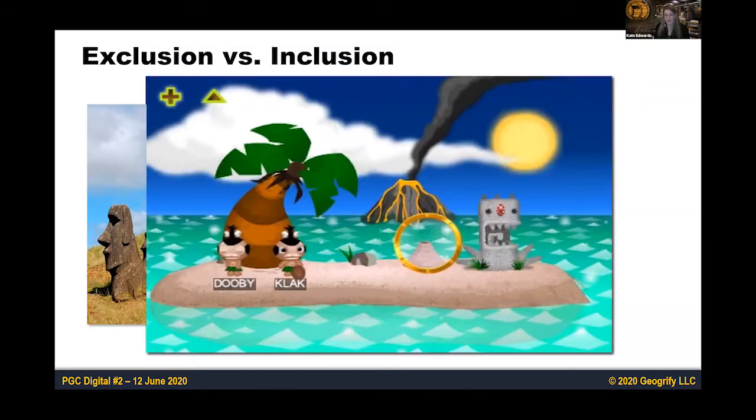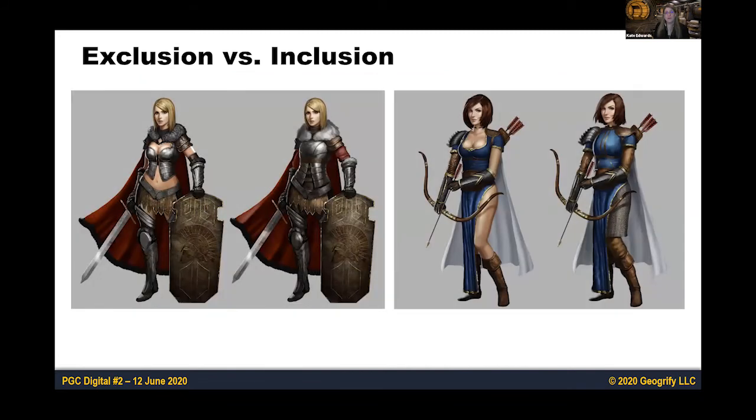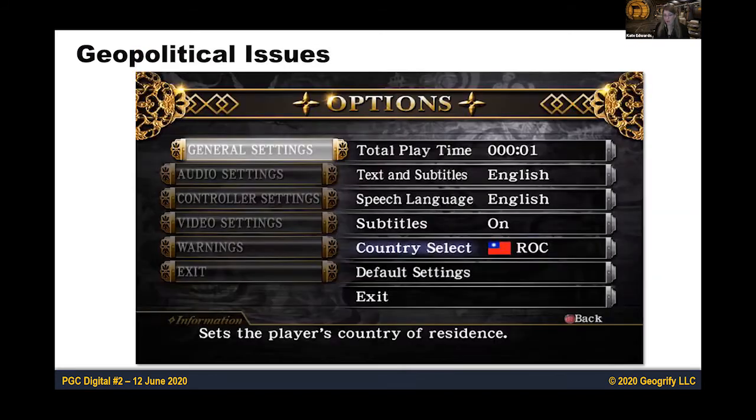Also things like character design. I worked on games where we had to adapt the female armor in order to be compatible with Middle Eastern game players and Middle Eastern sensitivities. And frankly, when I showed this artwork to a lot of people in North America and Europe, they thought the women on the right looked far better anyway, which I happen to agree with. So we have to be mindful of things like this. Also geopolitical issues, like I alluded to earlier about the whole China-Taiwan issue.